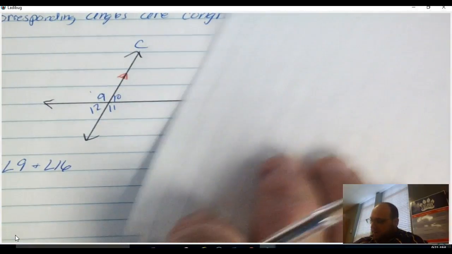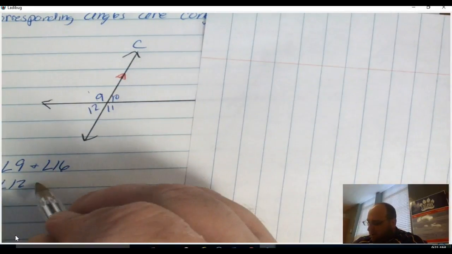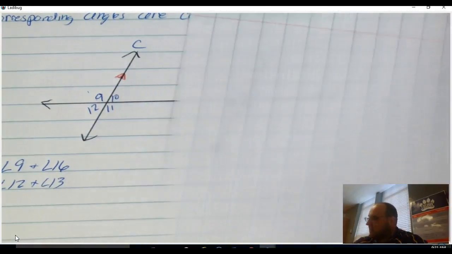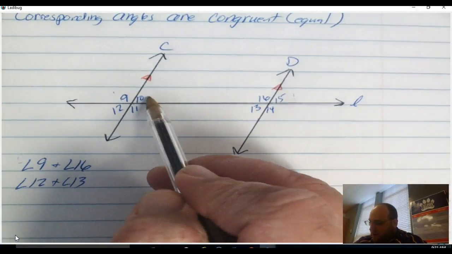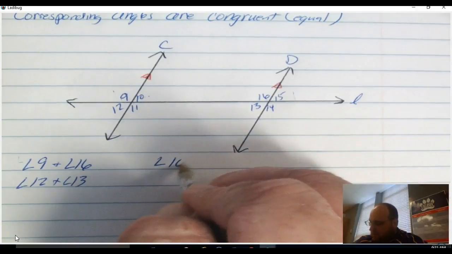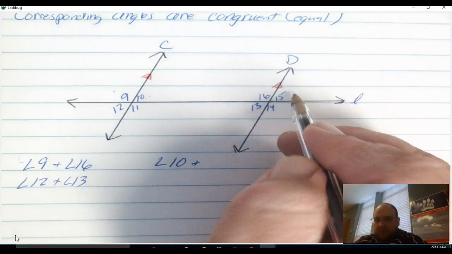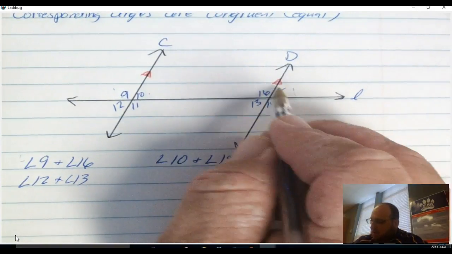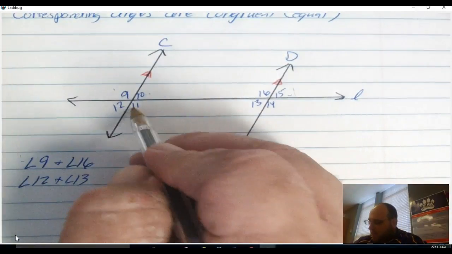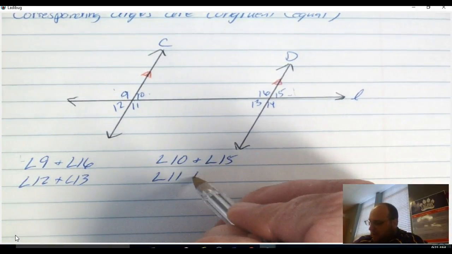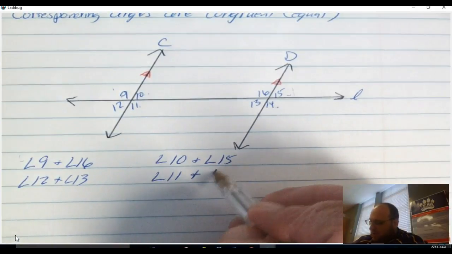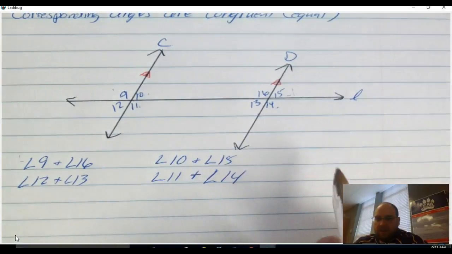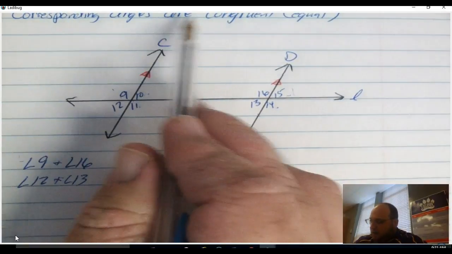Then I look at the bottom left-hand corner. Angle 12 is corresponding with angle 13 because that's in the bottom left-hand corner. All right. Then I look in the top right-hand corner. I look at this one. This is angle 10. Angle 10, which is in the top right-hand corner, corresponds to angle 15. So the only thing left is angle 11. Angle 11's corresponding angle, which is in the bottom right-hand corner, is 14. And again, corresponding angles are congruent.